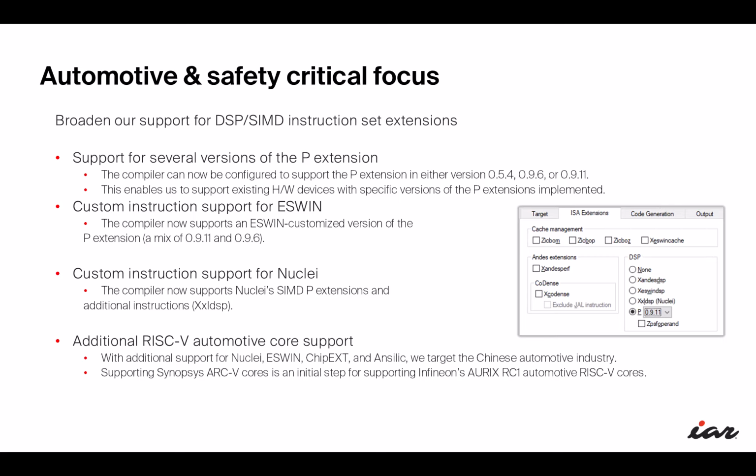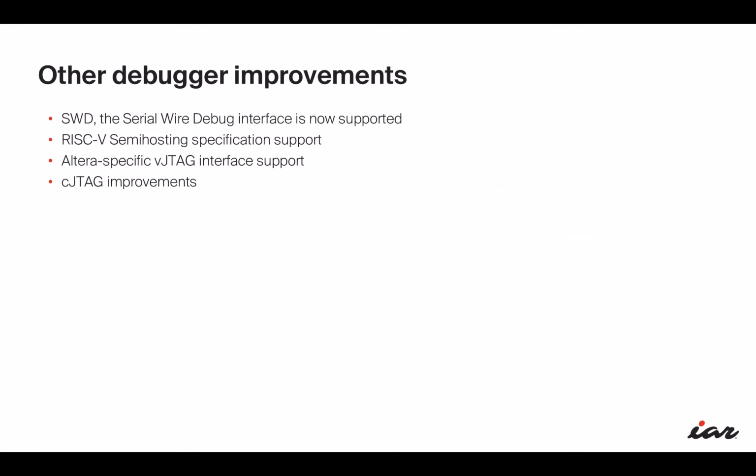Additionally, we added support for a lot of partners in the automotive industry. We also have a few debugger improvements for RISC-V in this release, so we support the serial wire debug interface, SWD. The RISC-V semi-hosting specification is supported. We support VJTAG for Altera specifically, and we also did improvements around CJTAG.